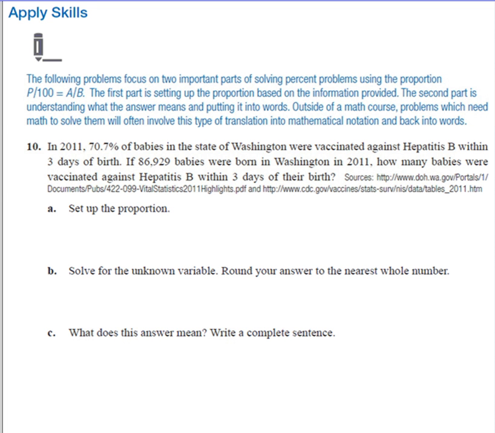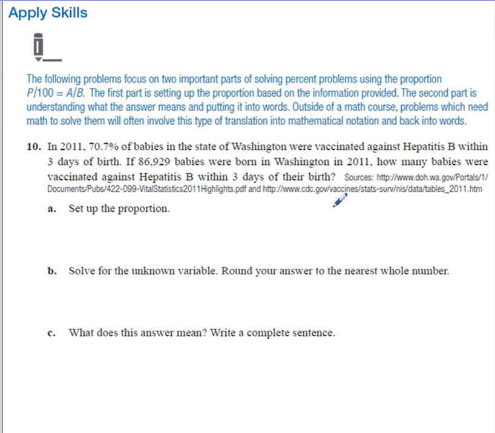Outside of the math course, problems which need math to solve them will often involve this type of translation into mathematical notation and back into words. So figuring out what that answer represents or what it means. And so that would be an example of bringing in some statistics and numbers like this into a business meeting where you're explaining the numbers that you're giving the coworkers, audience. And as you can see with this case, we're using actual statistics, actual data. Here's the source. So again, it's something that has real world applications outside of just your math class.